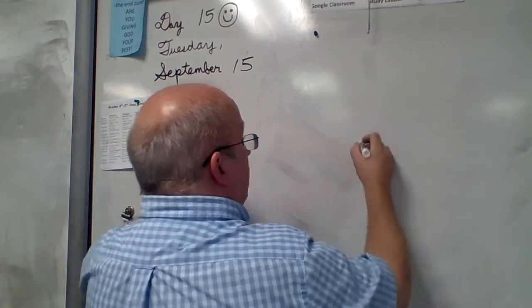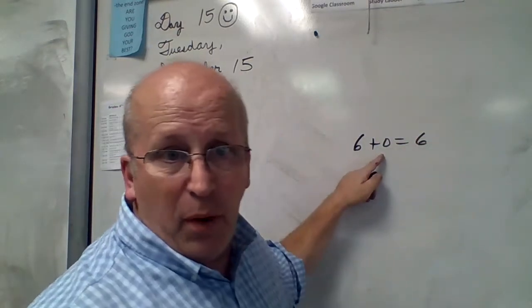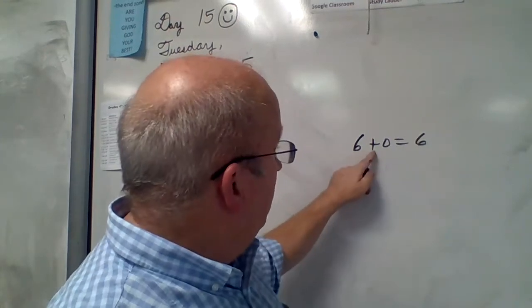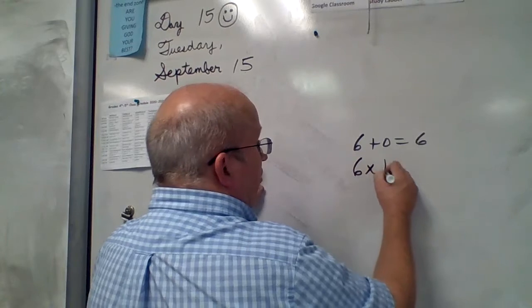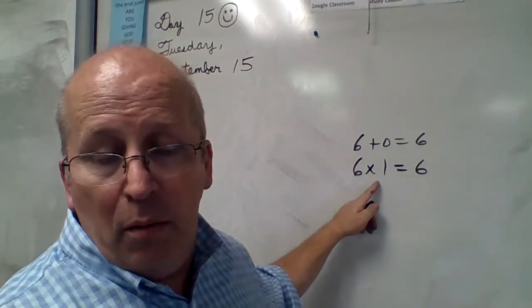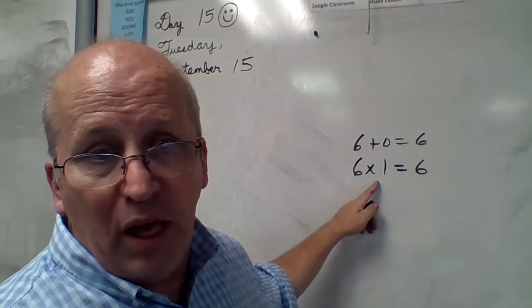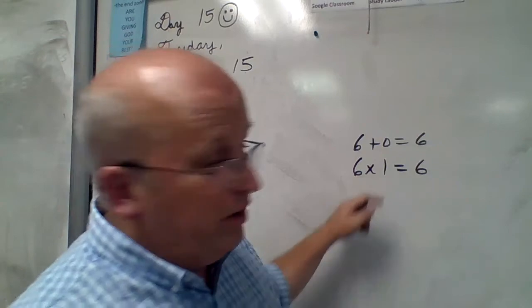If I wrote the following, 6 plus 0 equals 6, that's identity property, because a number plus 0 equals that same number. Or if I wrote 6 times 1 is 6, this is also identity property. This is the identity property of multiplication. This is the identity property of addition. Both ways, they're identity properties.